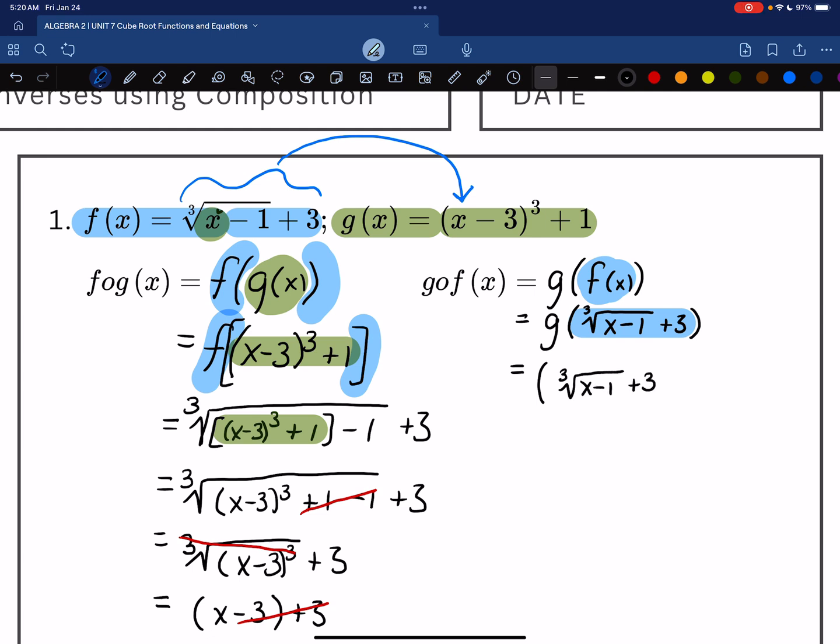And then what comes after that? Minus 3. Close it off, cube it, add 1. See, this is what I replaced the x from my green function with: my entire blue rule. Now let's start doing our simplification and seeing what we get. I've got plus 3 minus 3 inside that group. That will simplify.